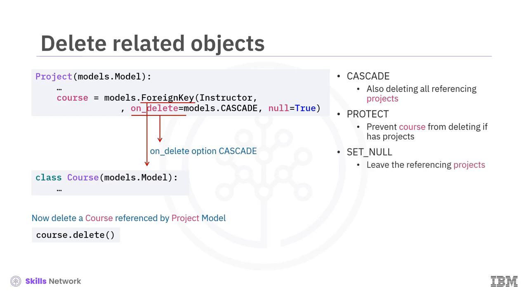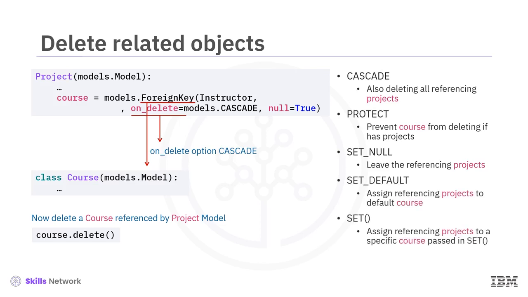The Set Null option keeps the course projects for future use. Set Null is only available if we allow the foreign key to be null. The Set Default or Set option assigns the projects to a default course or a different course when the related course has been deleted. The Do Nothing option does nothing to related projects when the course has been deleted. This option is discouraged because the projects will be orphan objects. They still point to a non-existent course object.